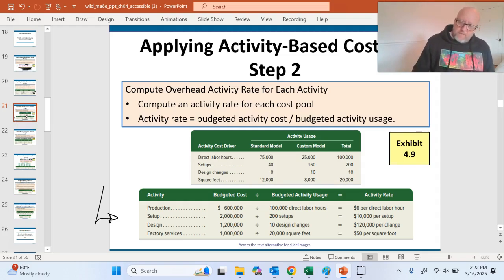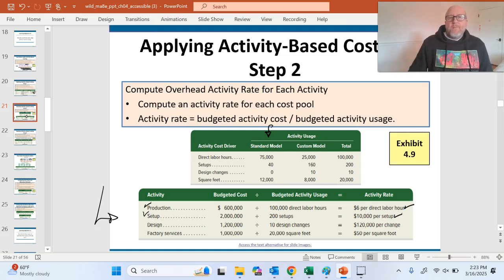This is the same concept. Now, above, they're saying, hey, listen, the standard model is going to work through all of those activities and it's going to require 75,000 labor hours. And that's important, remember, because we said we would allocate production based on labor hours. And then it's going to require 40 setups. And that's important because we said when we get to the setup activity, we're going to allocate $10,000 per setup.